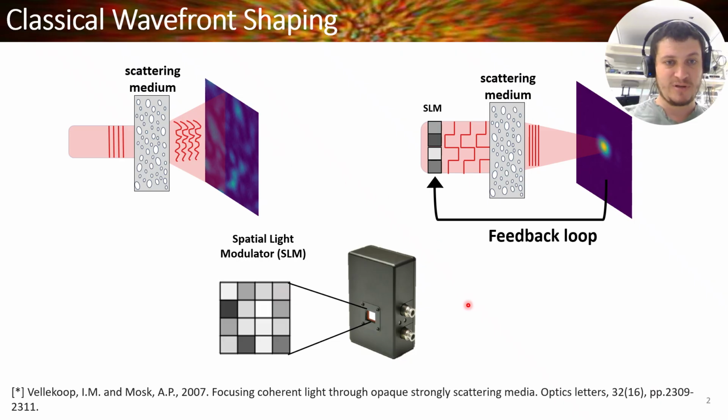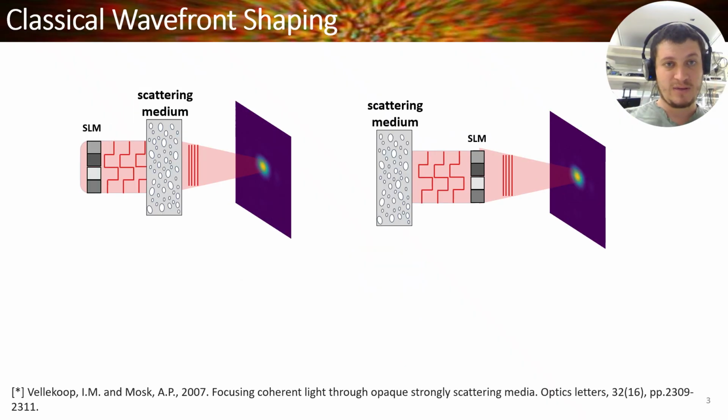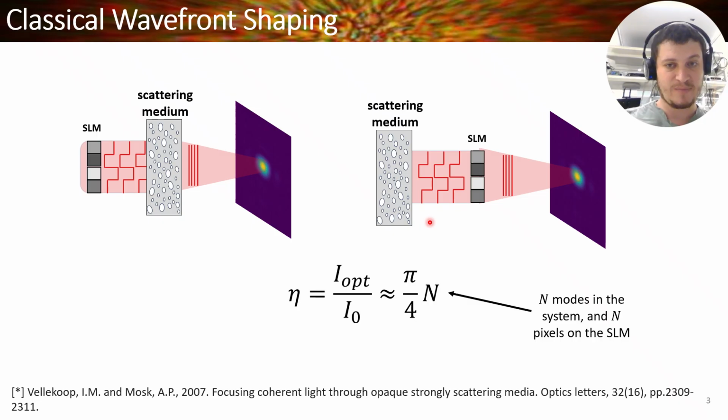It has been shown already in 2007 that using some feedback loop from a camera and a spatial light modulator, or SLM, the light can be shaped before propagating through the scattering medium such that constructive interference will occur at this desired spot and we'll get a nice focus. Now, in classical wavefront shaping, you might ask, does it matter whether we shape the light before the scattering or after the scattering? Well, it turns out that it doesn't matter.